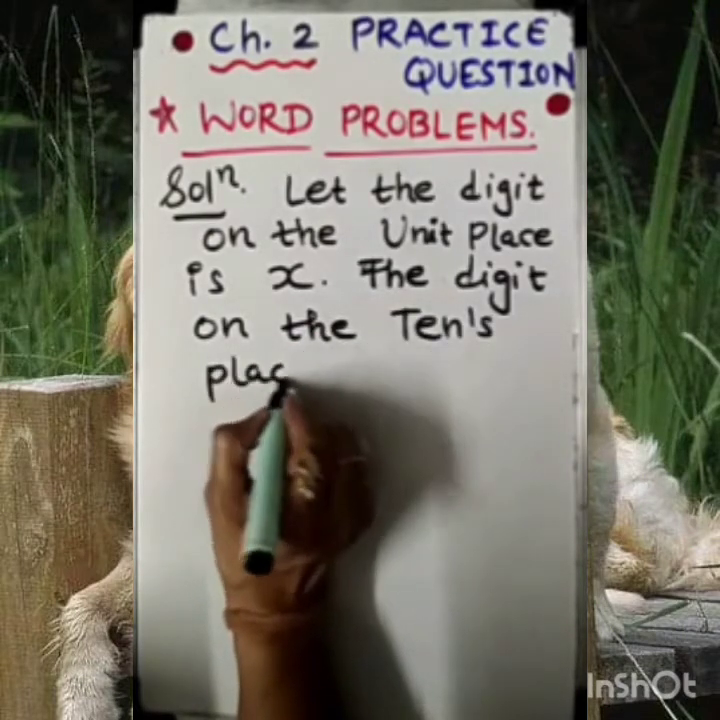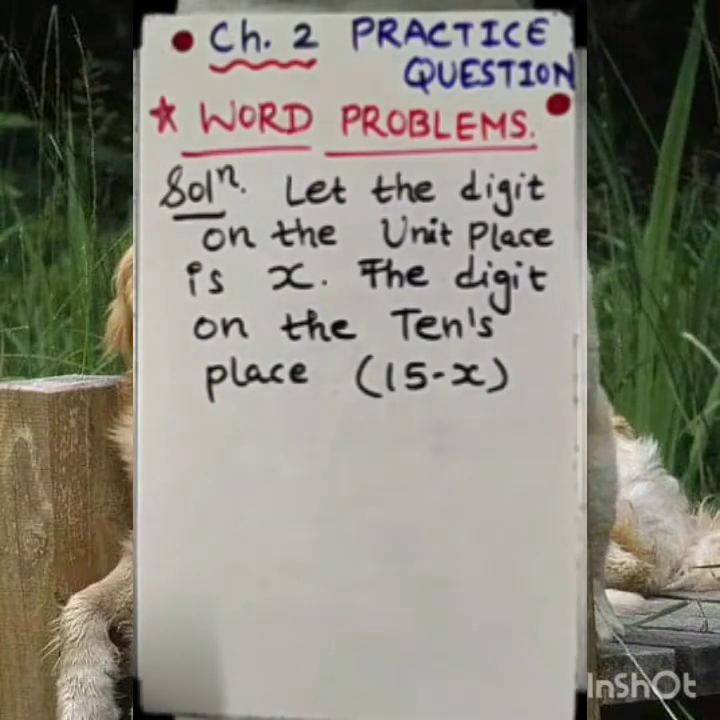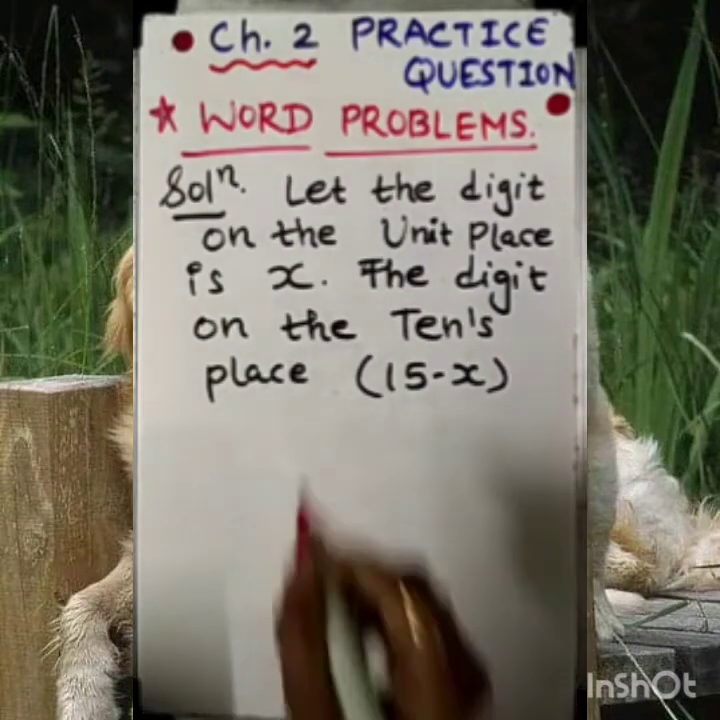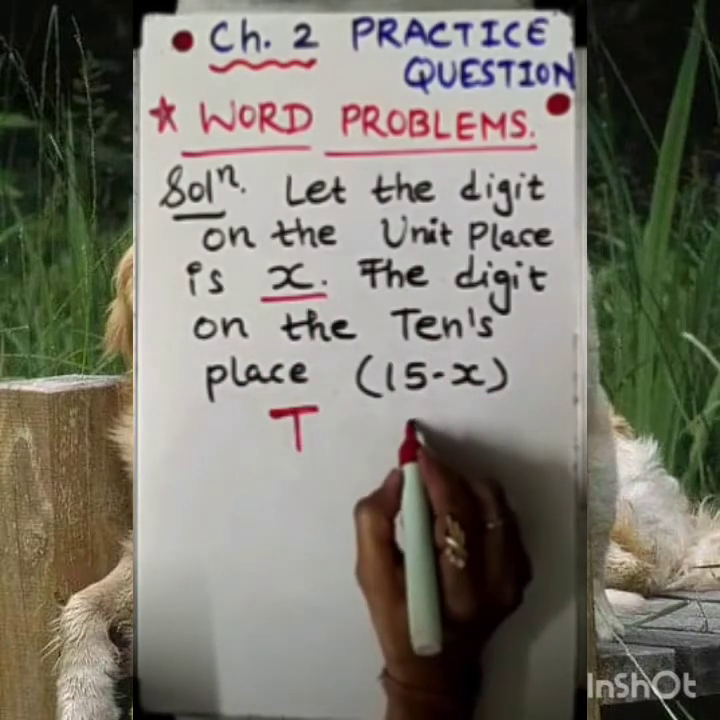That will be 15 minus x. Okay, fine. Because the sum of both of these digits is 15. So the first digit is x, so the tens place digit will be 15 minus x. So this is the tens place, this is the unit place.